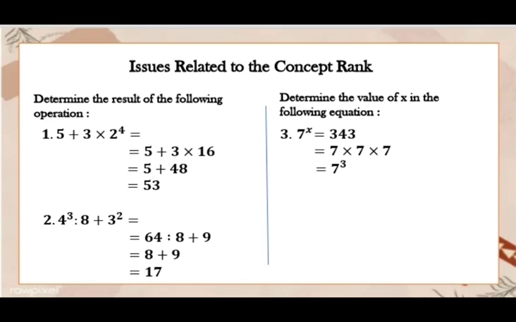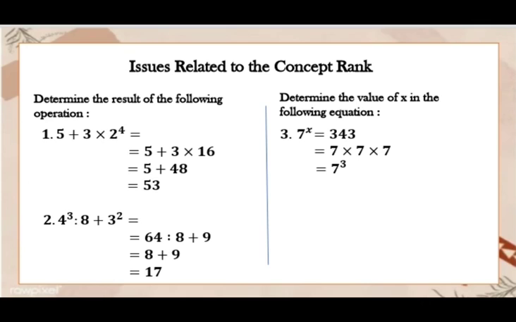Let's continue to the next question. Here is 4 cubed divided by 8 plus 3 squared. The first step, we calculate the powers: 64 divided by 8 plus 9. The second step, do the division first. Equals 8 plus 9. The last step, do the addition. Then the result is equal to 17. Okay, that's how it is.